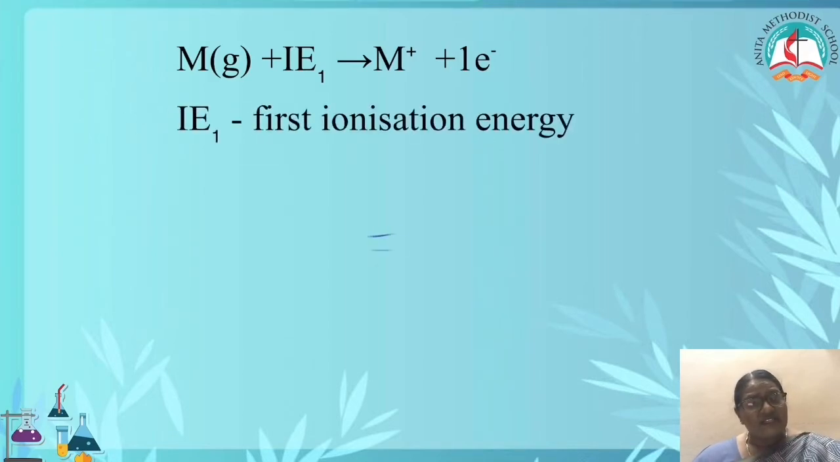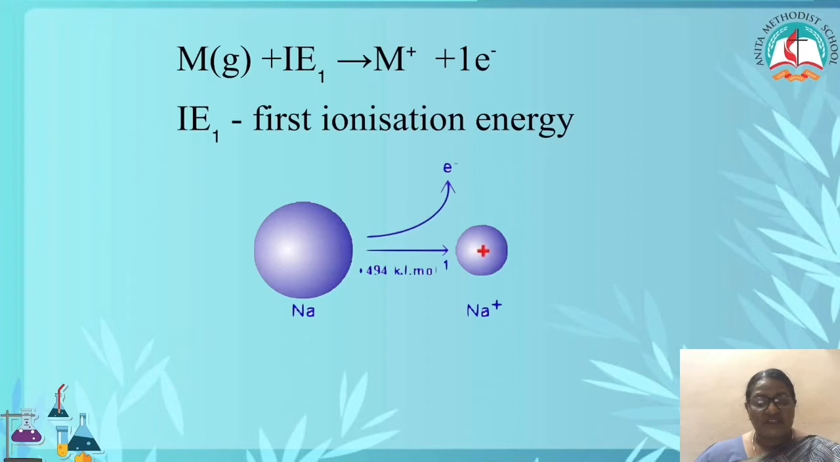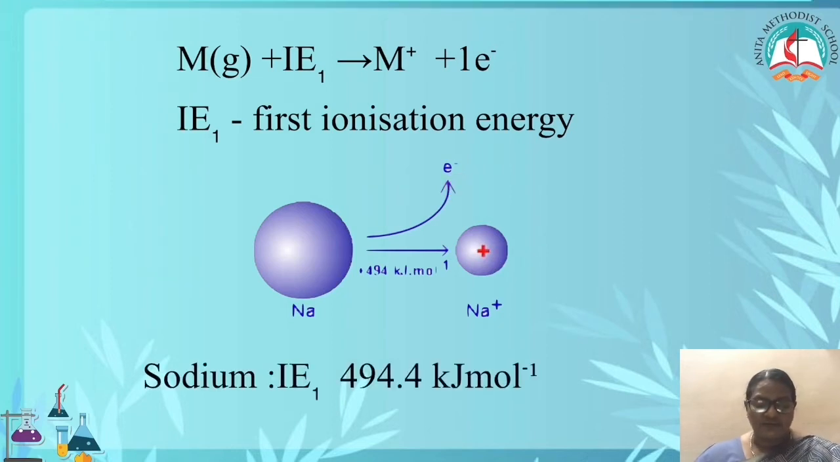This first ionization energy in the case of sodium is 494 kilojoules per mole. So we know sodium has atomic number 11, and the configuration is 2, 8, 1. To remove that one electron, I need to spend an energy of 494 kilojoules. So the first ionization energy of sodium is nearly 494.4 kilojoules per mole.